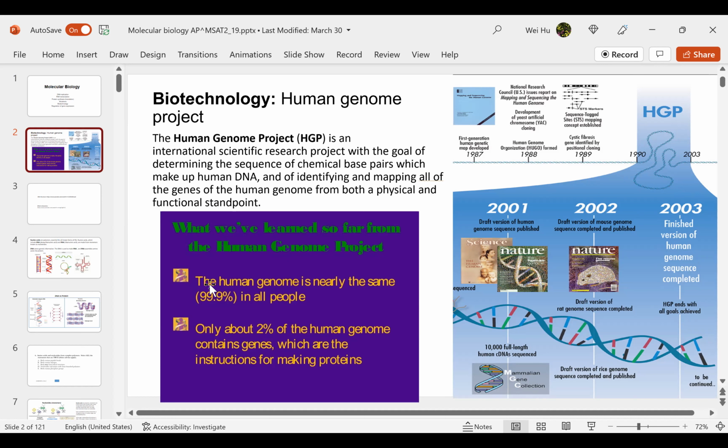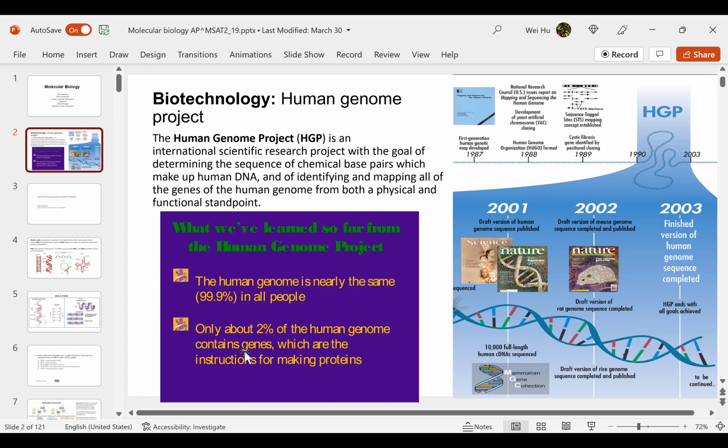Number one, we found that although you and me will never meet, our genome is 99.9% the same. So there is only a 0.1% difference among all the people. Number two, in our genome, only 2% of DNA contains genes, which are instructions for making protein.